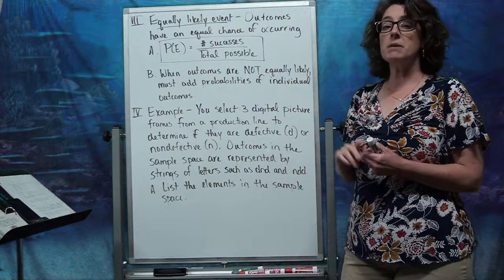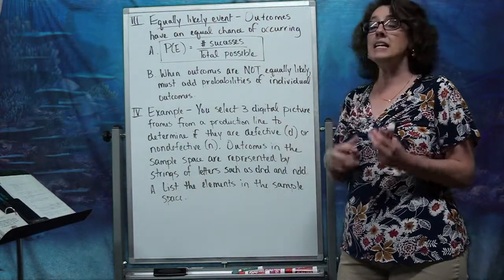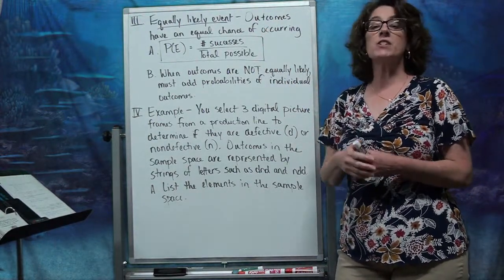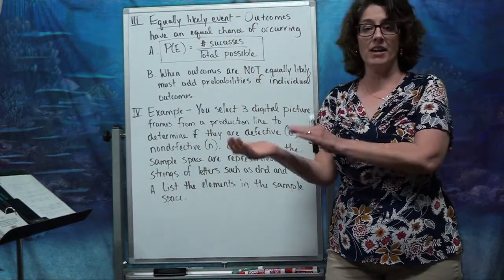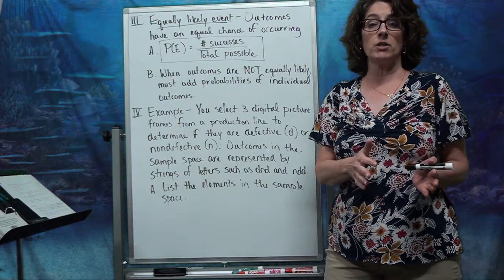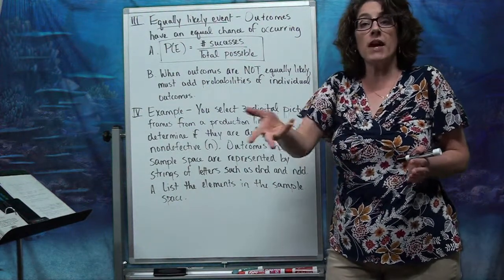Because for something to be equally likely, that means the outcomes have an equal chance of occurring. So in other words, if it's a normal coin and I go to flip it, then it's just as likely that it'll land on heads as it will land on tails.